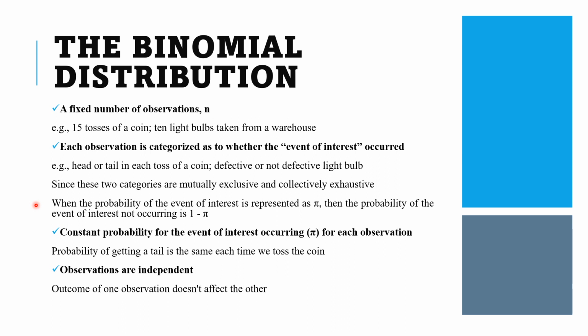The probability of the event of interest occurring is constant for each observation, and it is pi. For example, the probability of getting a tail is the same each time we toss the coin. So this is the pi value. If we have to find the event of interest not occurring, we say 1 minus pi. Observations are independent in the binomial distribution. The outcome of one observation will not affect other outcomes.